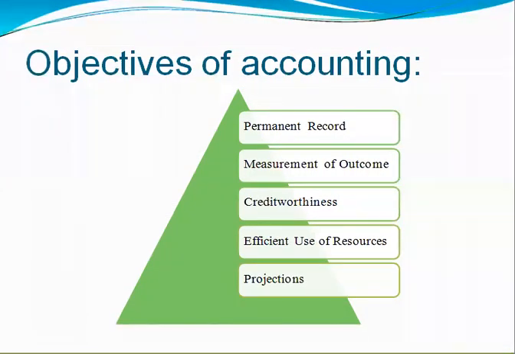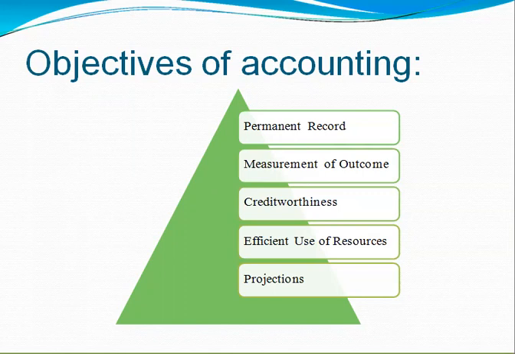Okay, next point is objectives. Why do we do the work of accounting? The most important objectives of accounting are to maintain a permanent record, measurement of outcome, creditworthiness, efficient use of resources, and projections. What does this mean? Accounting makes a permanent record of books to know our financial position or to know how to improve our operations.